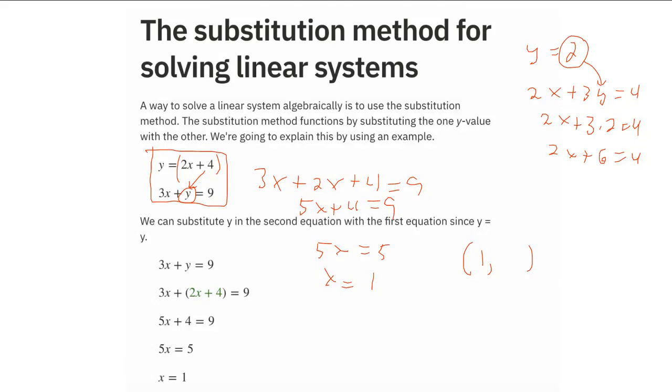Plug it in to one of the equations. Doesn't matter which one. So if I put 1 here, 2 times 1 is 2 plus 4 is 6. So y is equal to 6. That is the method that you should have learned back in Algebra 1.